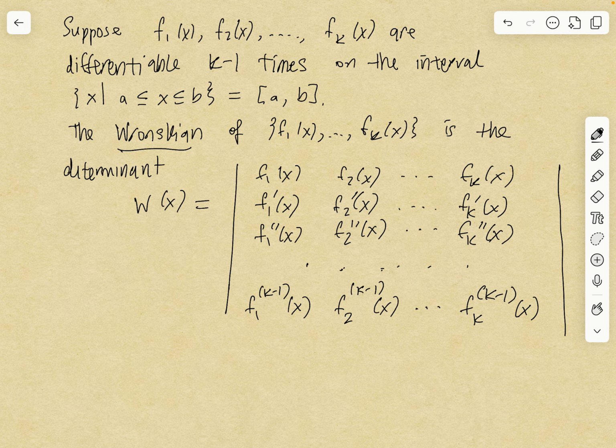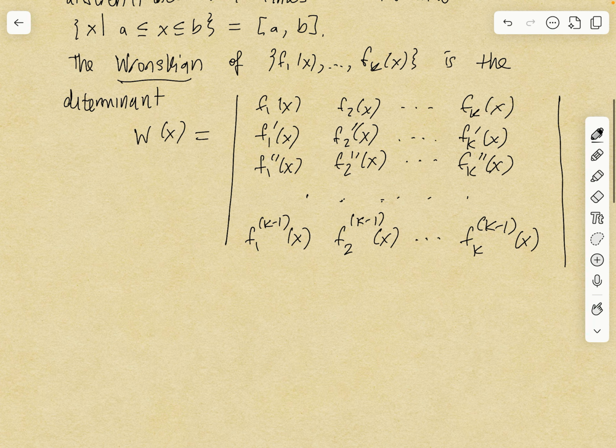The Wronskian is the name of the determinant. Remember that these bars mean the determinant of the matrix, and you get rid of the brackets or the parentheses when you're writing the determinant notation.